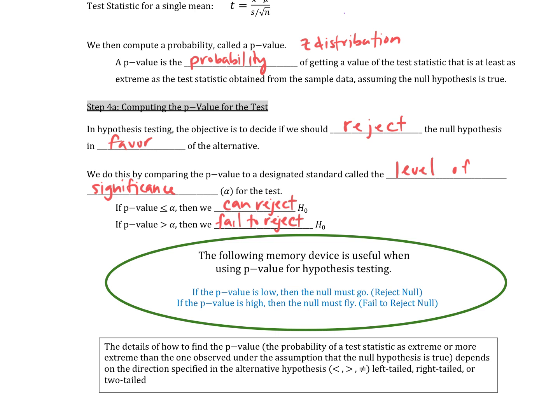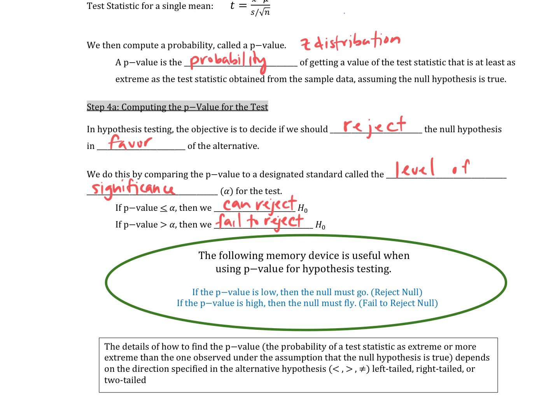The following memory device is useful for using p-values. If you want to use the rhyme, use it. If the p-value is low, then the null must go. So you reject it. If the p-value is high, then the null must fly. Personally, I just think that the rejecting one makes sense. The other one to me does not, but that's sort of their little memory trick for it. But if the p-value is low, the null must go. So we reject the null. Otherwise, we don't. Okay? So it's this or this. It makes it a little bit easier.